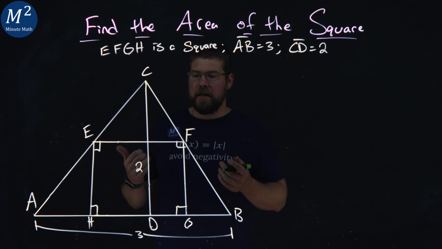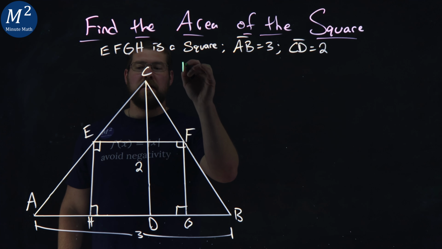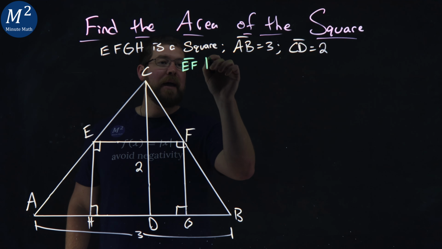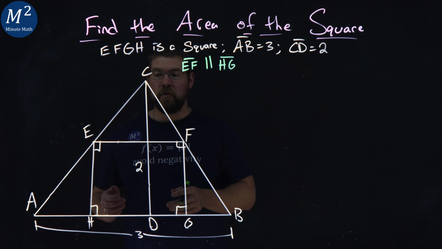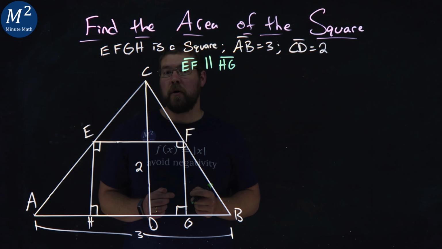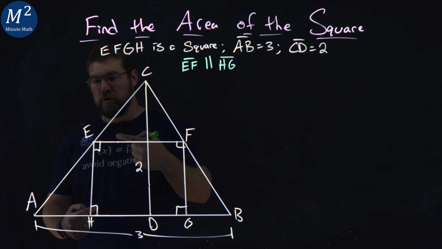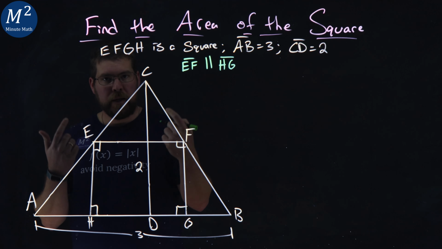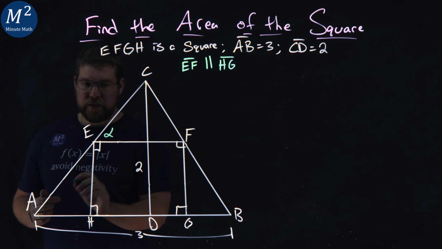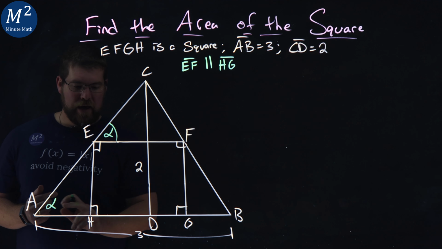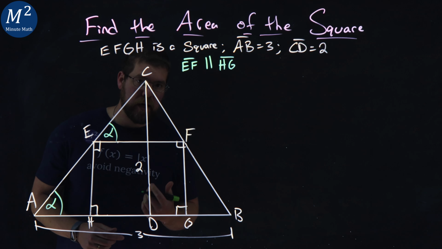Well, the first thing I'm looking at here is my knowledge of a square. What do we know about lines EF and HG? EF is parallel to line HG. By the definition of a square, we have right angles and congruent side lengths, meaning these two lines are parallel. How does that help us? AC is a transversal through two parallel lines, meaning this angle CEF, let's call it angle alpha, is equal to this angle EAH. They are congruent.